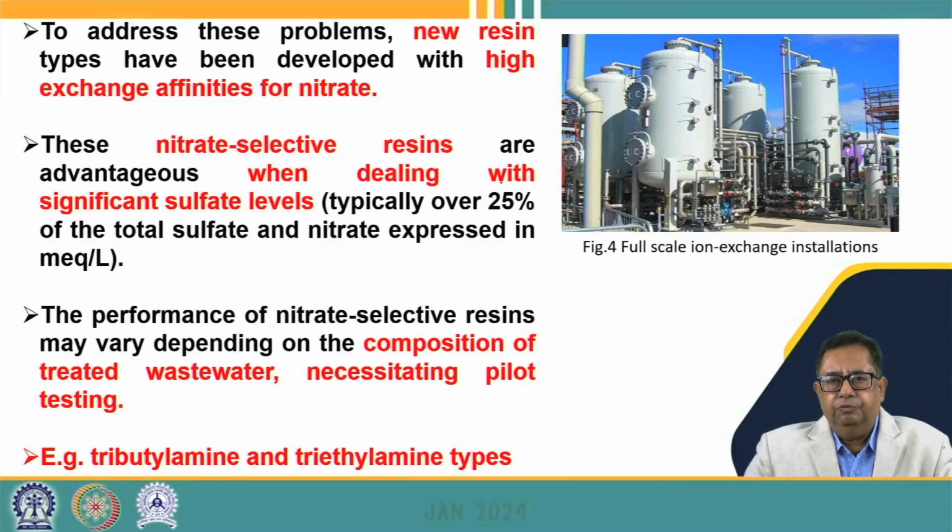When we deal with wastewater which has a very high sulfate concentration, we require a resin which can selectively remove nitrate over sulfate. The performance of nitrate selective resins may depend upon the composition of the treated wastewater. It will also require pilot scale testing to see what concentration of nitrate over sulfate can be removed from the wastewater. Examples of such selective nitrate resins are tributylamine or triethylamine, and they can be used for selective removal of nitrate from the wastewater.